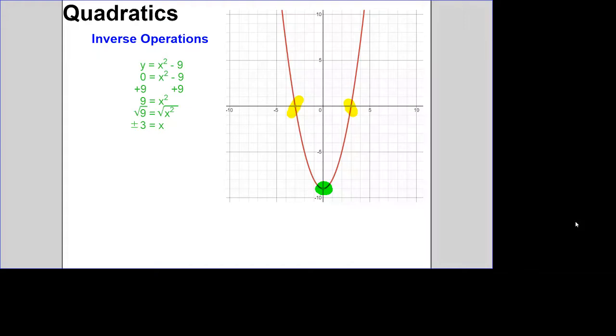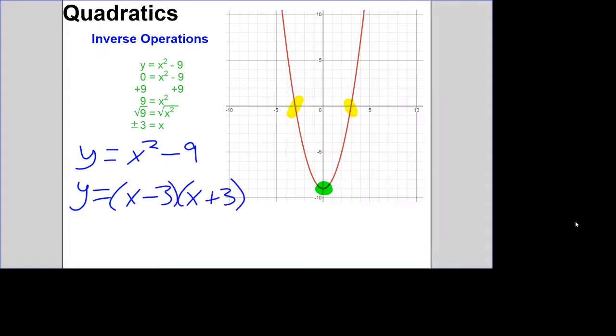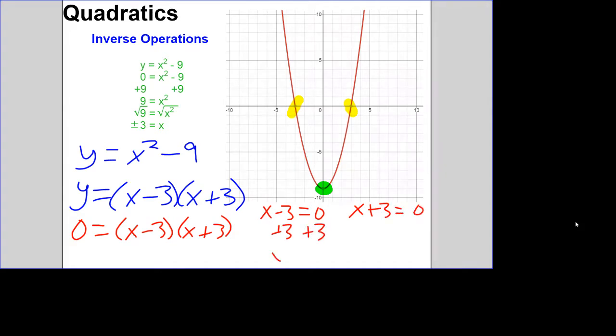If we factor this instead of solving with inverse operations, remember x squared minus 9, difference of squares, we just factor into the conjugates. x minus 3, x plus 3. And to solve this, once again, we need to find when y equals 0. And so we set each of those expressions equal to 0, and we solve. And so we still get the same solutions, negative 3 and positive 3.